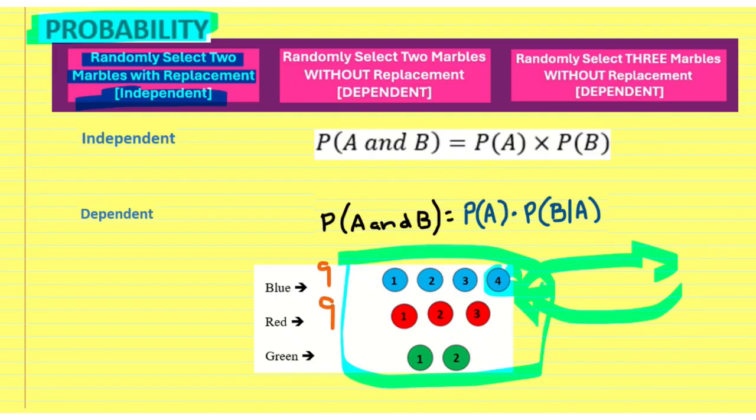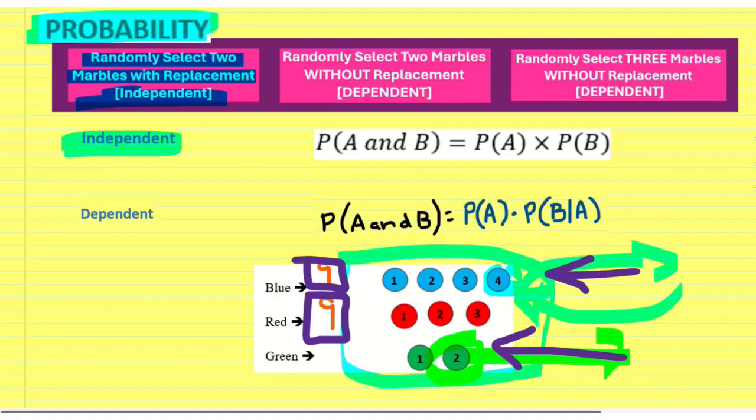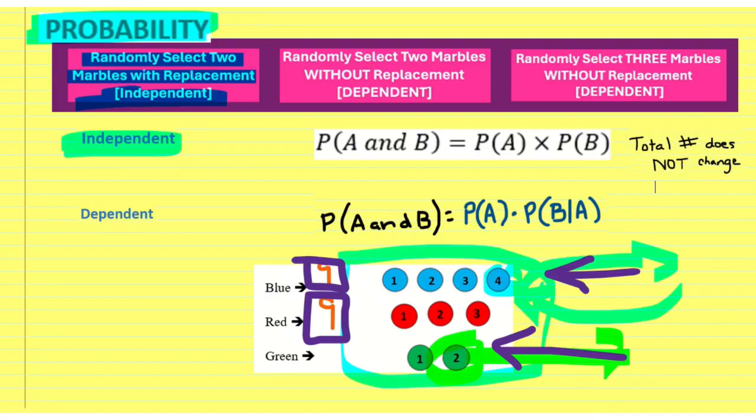So now I'm going to take a green marble out of the bag, and I have 9 marbles. So the thing is, though, is that when I took the blue marble out, I had 9 marbles. When I took the green, I still had 9 marbles. So my total number of marbles did not change. So the first marble that I pulled out of the bag had nothing to do with me pulling the green marble out. I was still pulling out of a total of 9 marbles. So this idea of the independent situation is that the total number is not going to change. When it's independent, the total number does not change.